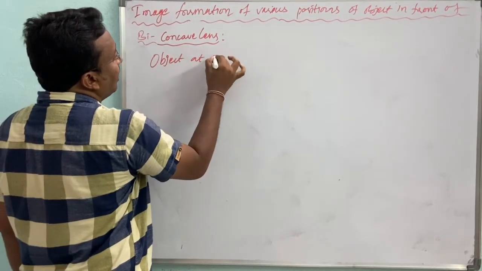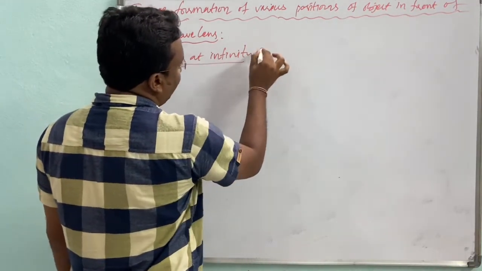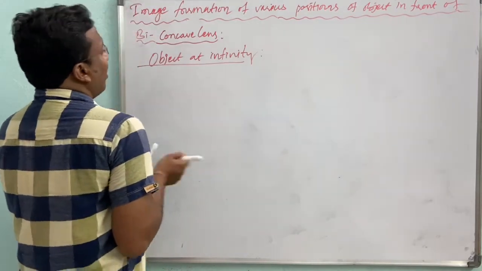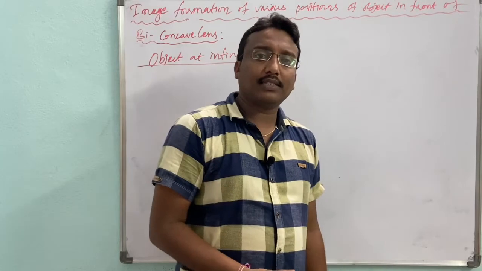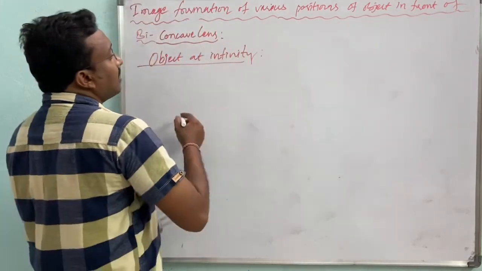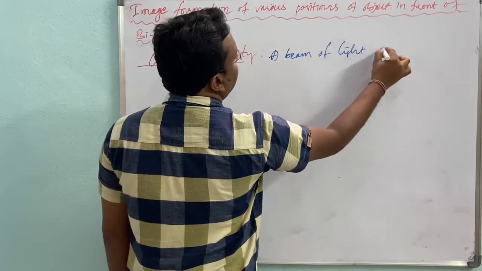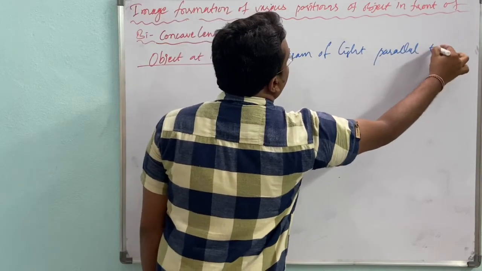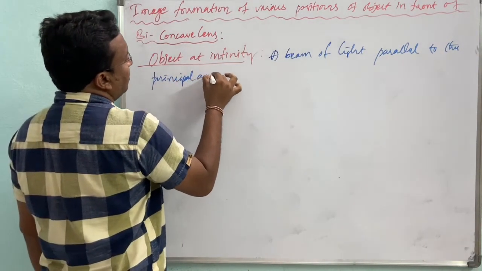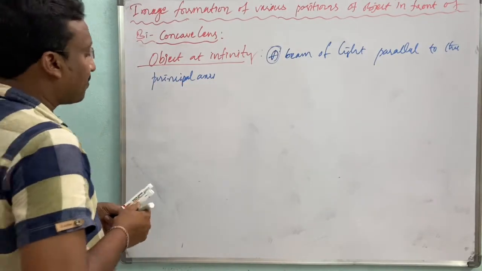Object at infinity. Here, object at infinity means again we have two situations. First one is parallel to the principal axis, a beam of light parallel to the principal axis. Next one is not parallel. Here I will say, if a beam of light is parallel to the principal axis, situation A.